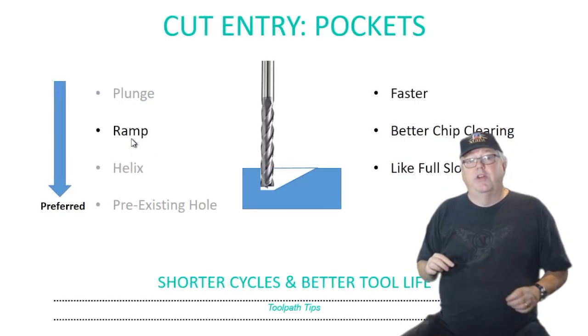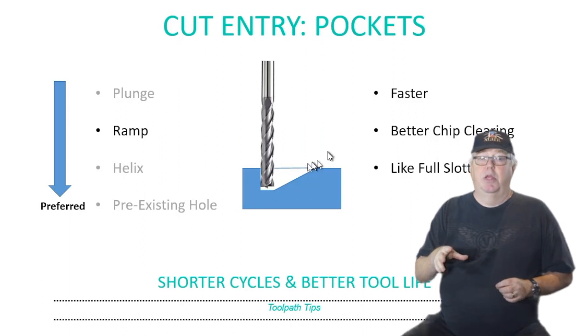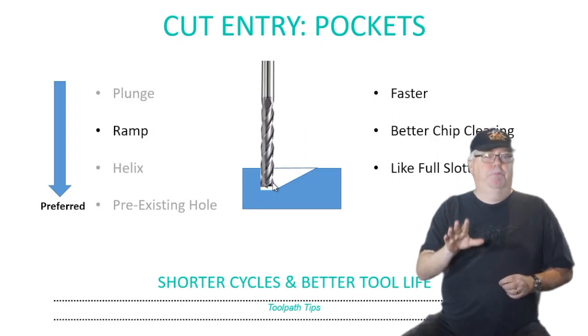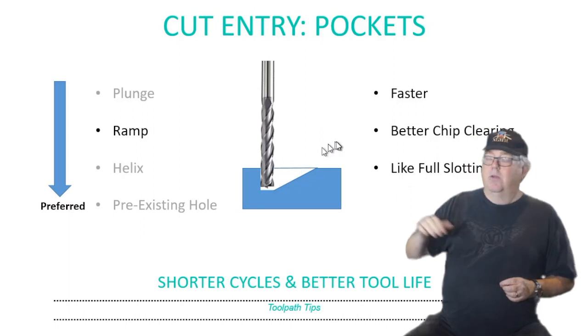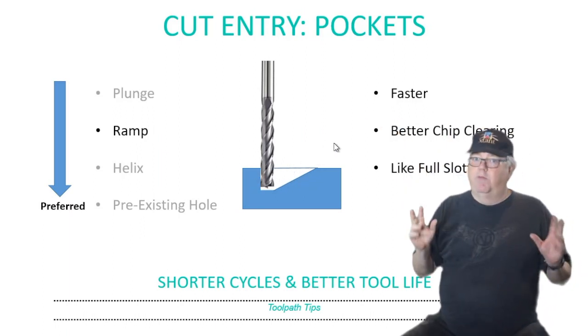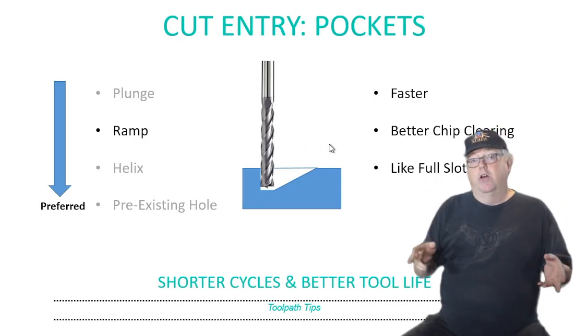The next most desirable method is a ramp entry. It's much better than plunging. You can run a faster feed rate because you've got better chip clearing. But if you think about it, the chip clearing isn't a lot better, it's a little better. Running a ramp like that is just like cutting a slot, full slot. Experienced machinists know slots are harder on their cutters.